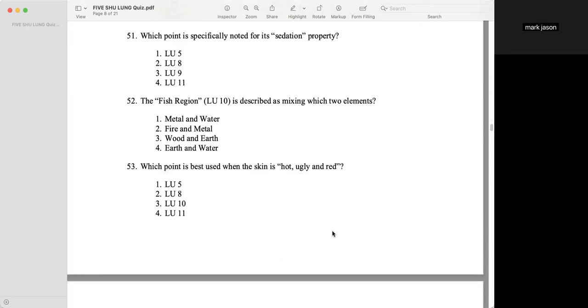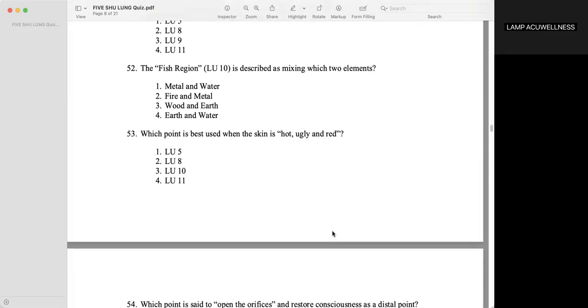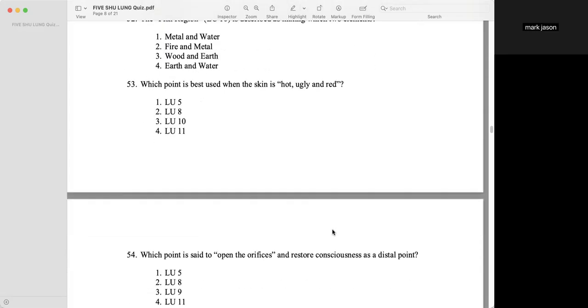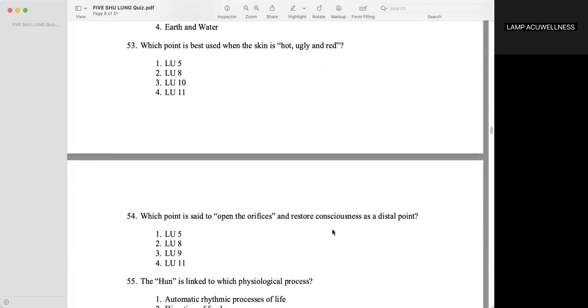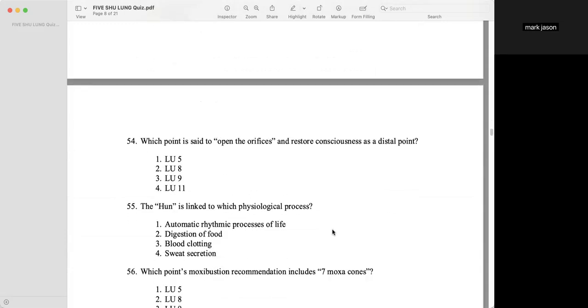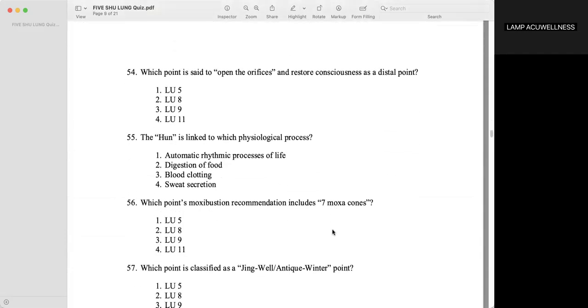Lung 5. The fish region, Lung 10, is described as mixing which two elements? Fire and metal. Which point is best used when the skin is hot, ugly, and red? Lung 10. Which point is said to open the orifices and restore consciousness as a distal point?